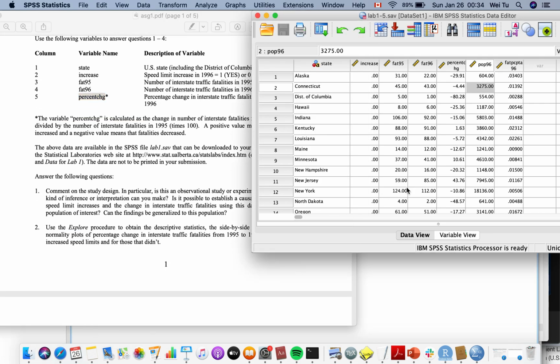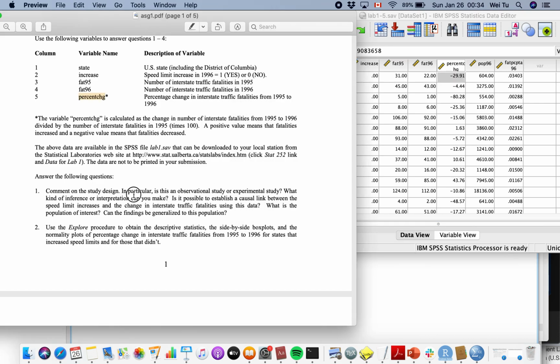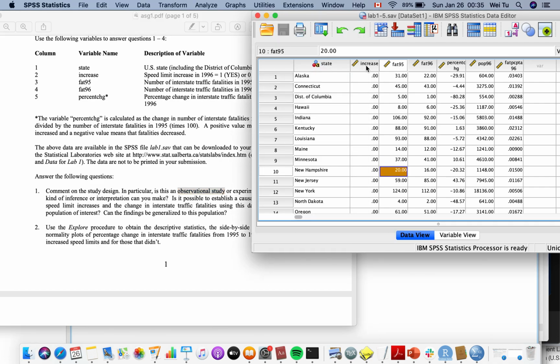So if we take a look at the data, we have 50 states and DC. We have the indicator variable, we have FAT95, FAT96, and we have the percentage change, okay? First, the question asks you whether this is an observational study or an experimental design. Obviously this is an observational study because we have no control over the variable increase.